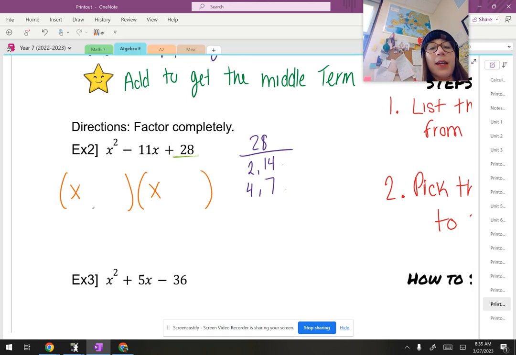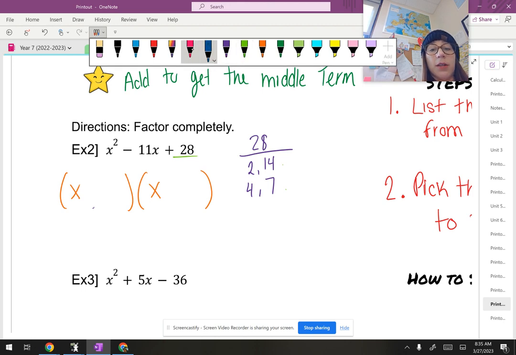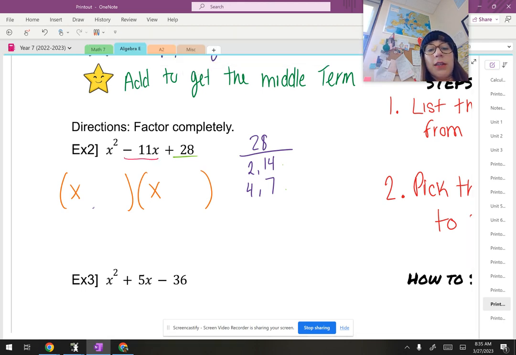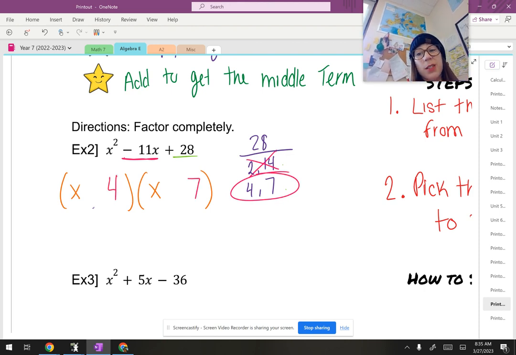But we need to add to a negative 11 in the middle. Adding to a negative 11 in the middle eliminates 2 and 14 because 14 plus 2 is 16 and 14 minus 2 would be 12, and neither of those are 11. So that means I have to be working with 4 and 7, which makes sense because 7 plus 4 is 11. Now I need to multiply up to a positive number.